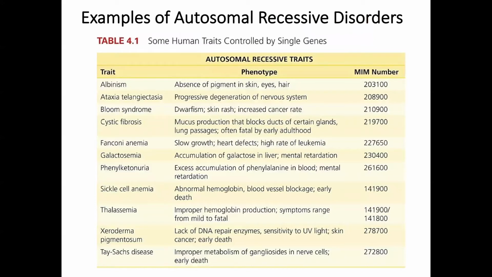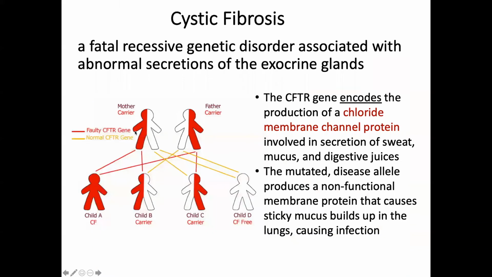Here we list examples of autosomal recessive disorders, and the majority of them will be included in the list of genetic diseases for your group project. But we only talk about cystic fibrosis in our class, shown here.